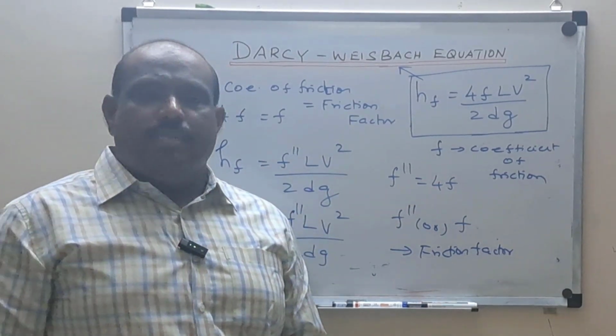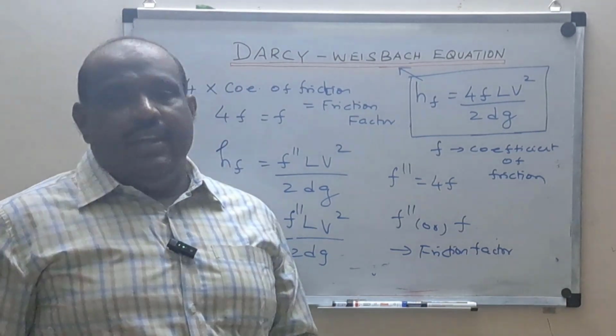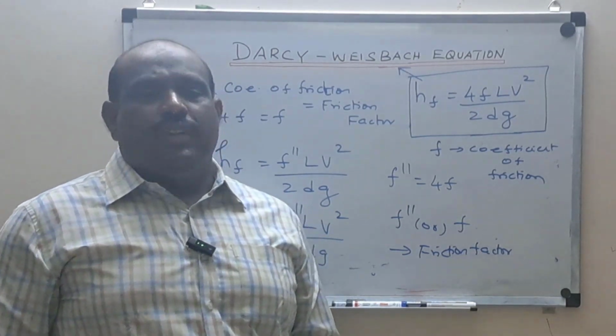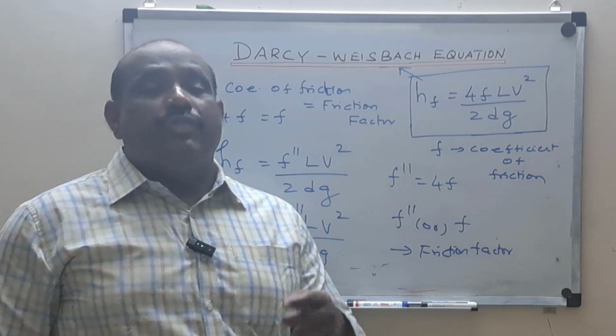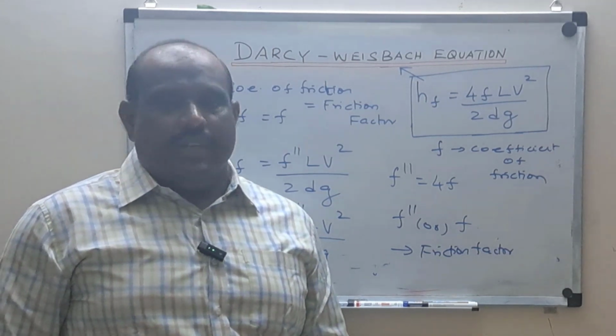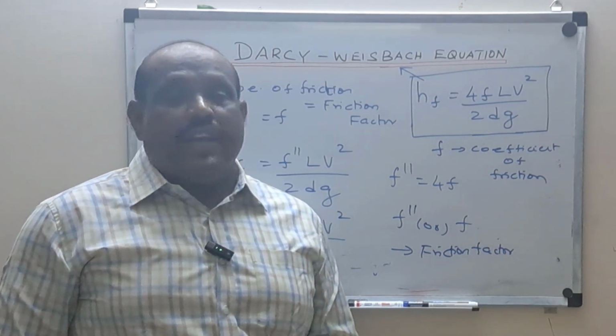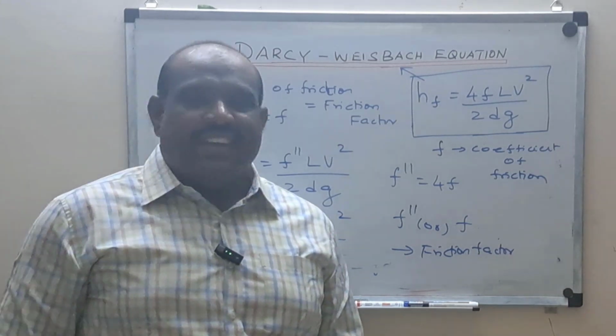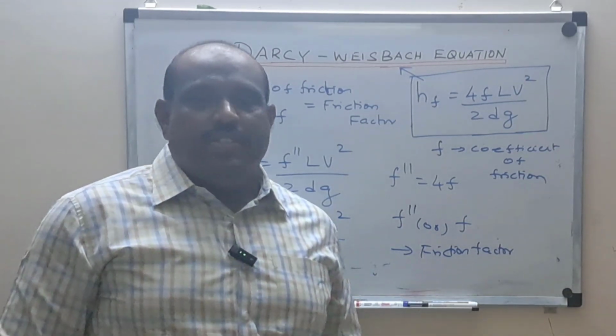F double dash into L into V squared by 2 dg, where F double dash is nothing but 4F. F double dash is called as the friction factor, while F is called the coefficient of friction. I hope you enjoyed. You got the logic.